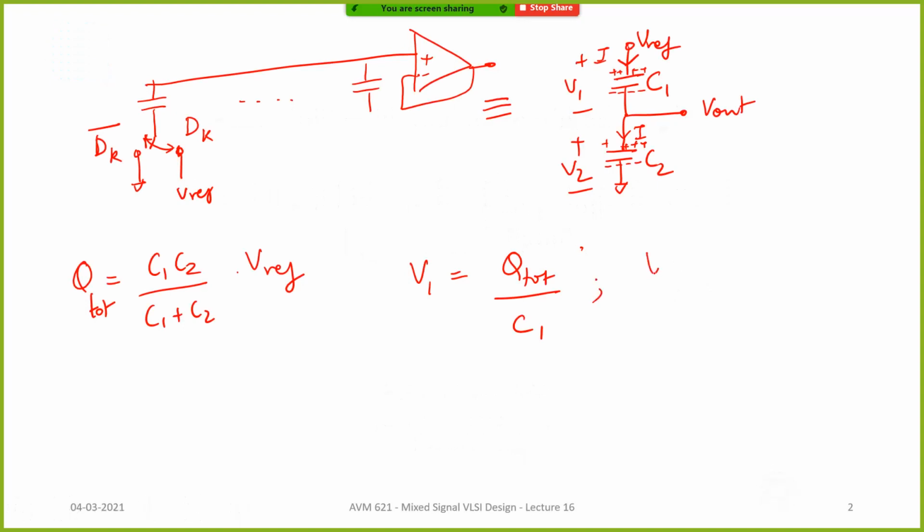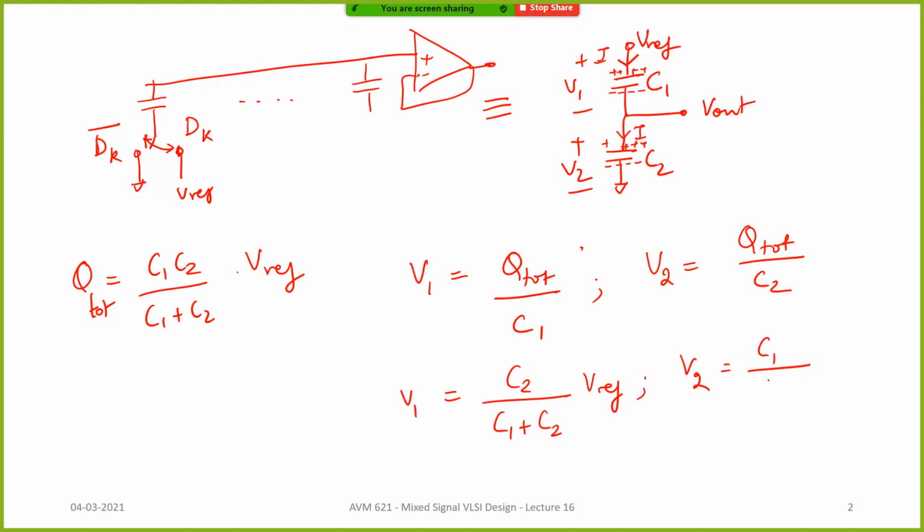Same way, V2 can be written as what? Q total divided by C2. So what will this work out to be? It will be C1 C2 divided by C1 plus C2 into Vref, and V2 will be C1 divided by C1 plus C2 into Vref. For us, V2 is basically our V out. So it is basically the top capacitor divided by the sum of the whole capacitors. Now, this is the way that this charge sharing DAC basically works.